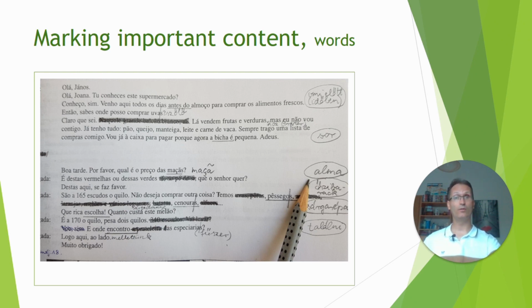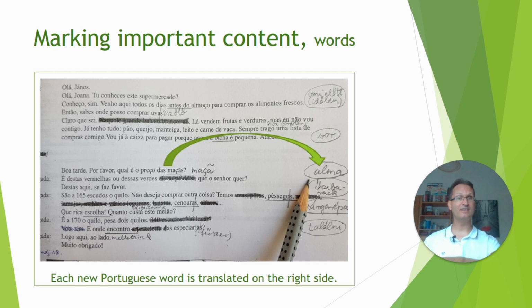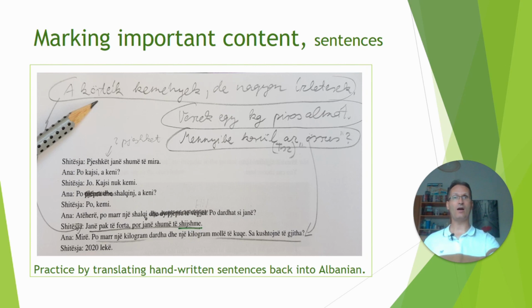So here we have some Portuguese sentences where on the right side you can see some words in Hungarian with a translation. The example is about apple, which is alma in Hungarian, maçã in Portuguese. And what I did is to take the most important words from here and to put them there on the right side. Later, when I make repetition, I just take all these words and I will try to translate them back into Portuguese.